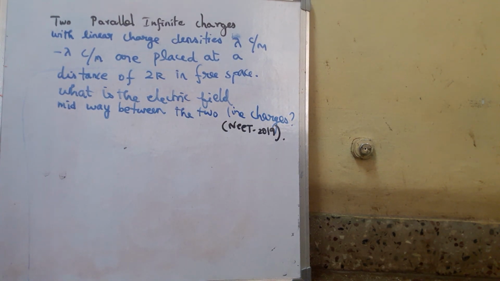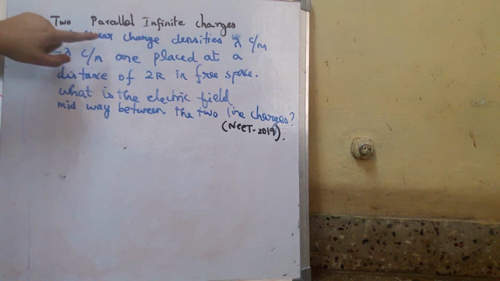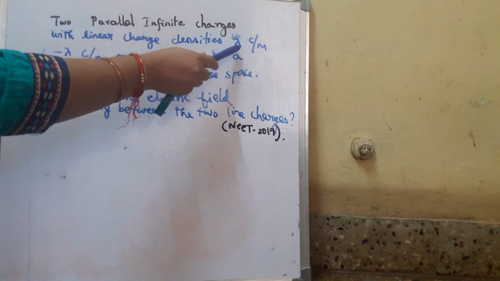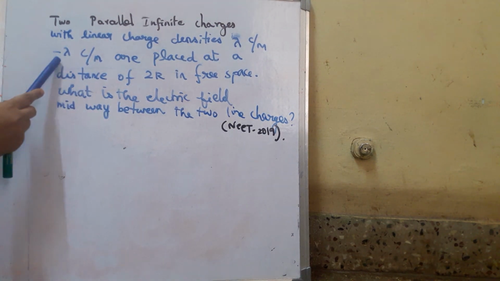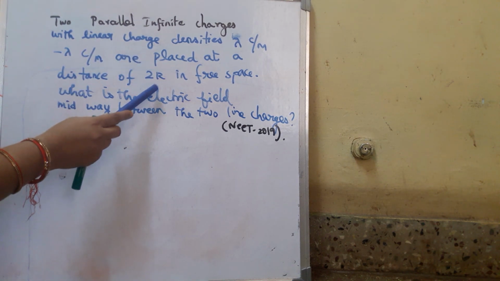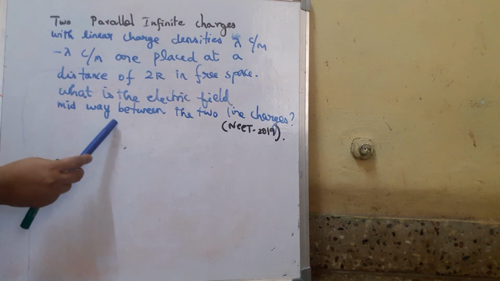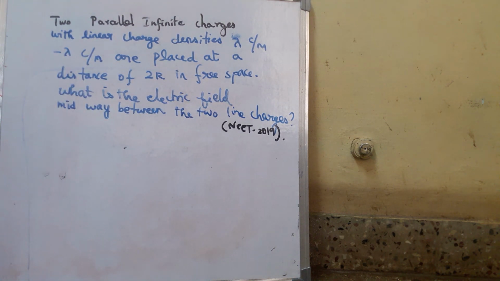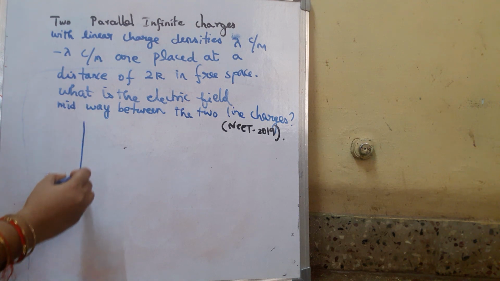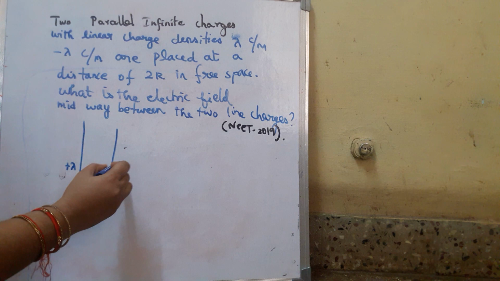It's a very simple question. Look at the question: two parallel infinite line charges with linear charge densities lambda coulomb per meter and minus lambda coulomb per meter are placed at a distance of 2r in free space. What is the electric field midway between the two line charges? So basically you have two line charges, so this is your plus lambda and this is your minus lambda.